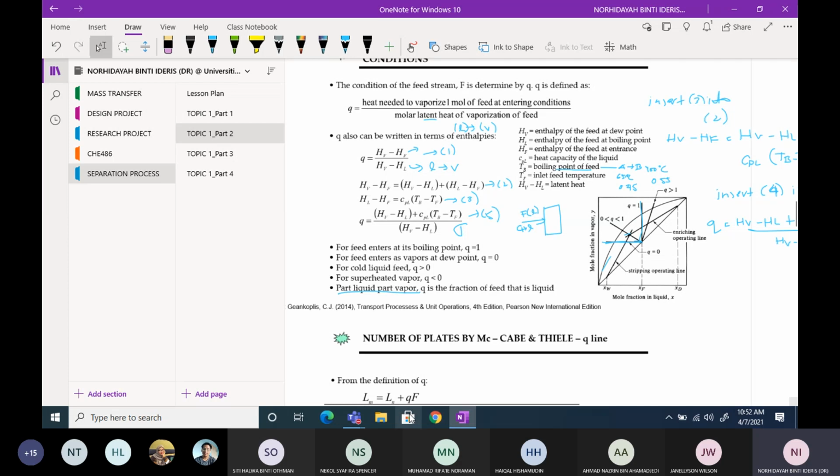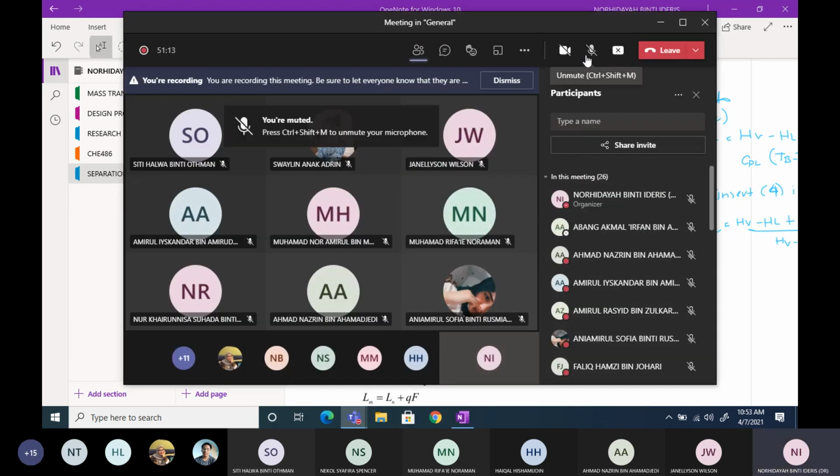Okay, kelas, saya kena stop dulu 5 minit boleh? Sekejap 5 minit. I know it's quite, kita stop dulu, kita sambung dalam pukul 10.05, pukul 11 lah. Okay.